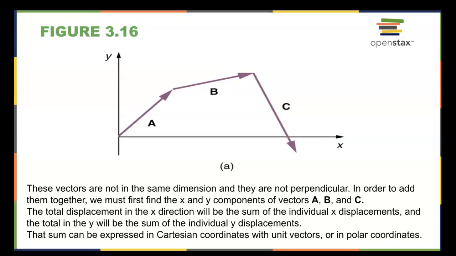In order to add these together, what we're going to have to do is determine what the x component and y component is for each of these 3 vectors, and then we add up everything in the x direction to get a single net displacement in the x direction. We add up everything in the y direction to get a single net displacement in the y direction. A single sum displacement in the x and in the y can then be expressed as Cartesian coordinates with unit vectors, or it can be converted to polar coordinates. So let me walk through how to do that.